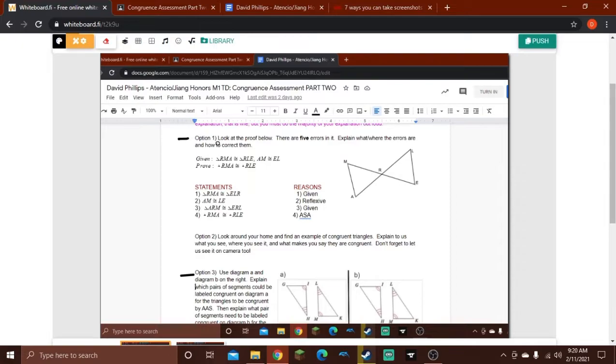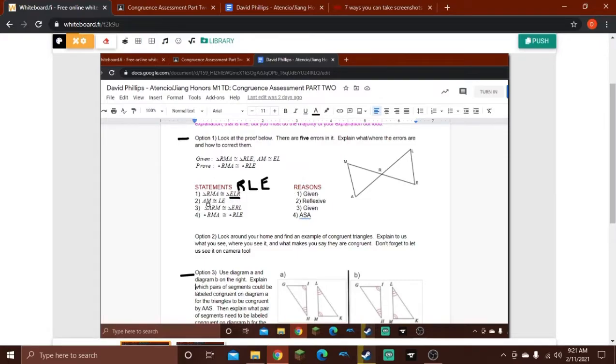Alright, I have to look at the proof below. There are 5 errors, and I already know where those are, because whoever wrote this is kind of silly. As you can see right here, ELR, you're not supposed to do that. It's RLE. Who did this? Is what I'm asking, because this is wrong. It's RLE, not ELR, because the order is very, very important. Now, this is a given.